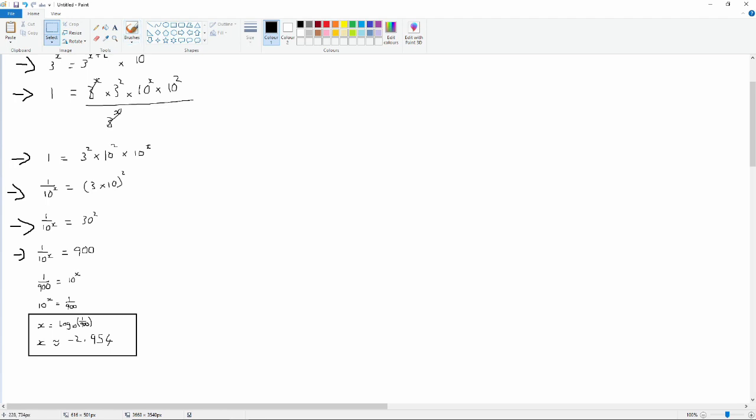Now what I've done is I've divided by 900 and multiplied by 10 to the power x, which means we've got 1 over 10 to the power x is equal to 900. So now if we divide both sides by 900, we're going to have 1 over 900 times 10 to the power x is equal to 1, because 900 divided by 900 is 1.